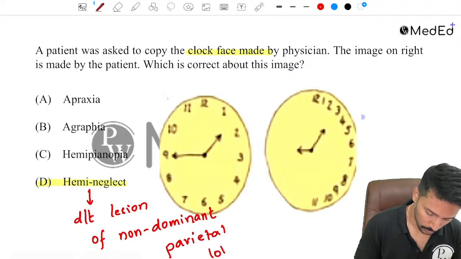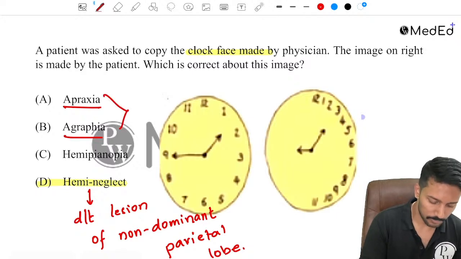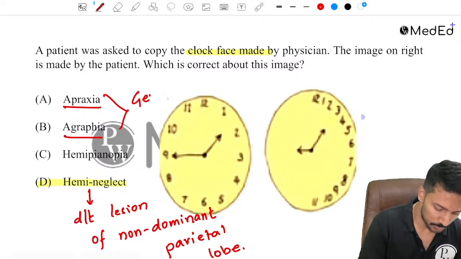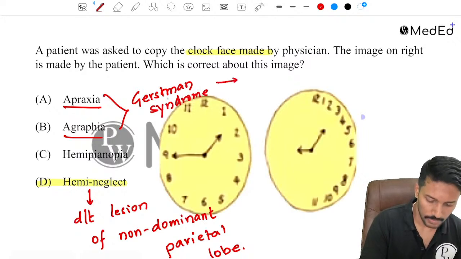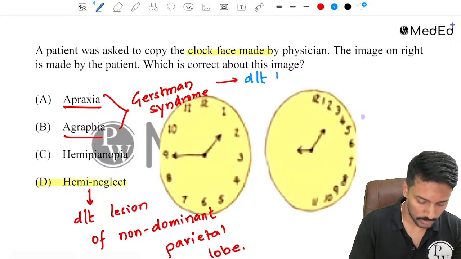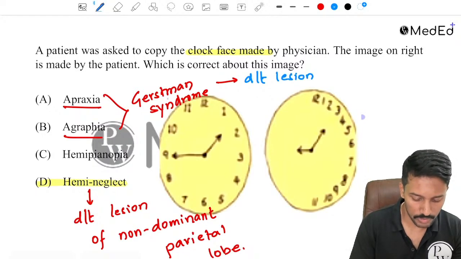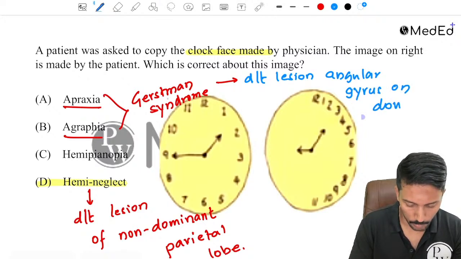Okay. Now apraxia and agraphia, they are usually seen with Gerstmann syndrome, which is due to lesion of which area? Due to lesion of angular gyrus on the dominant parietal lobe.